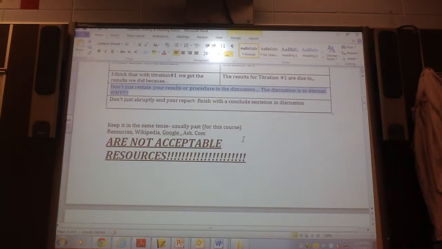I'm going to have you do a little bit with resources, but don't use Wikipedia or Google for your resources. Don't just say you typed this into Google. That's not sufficient.